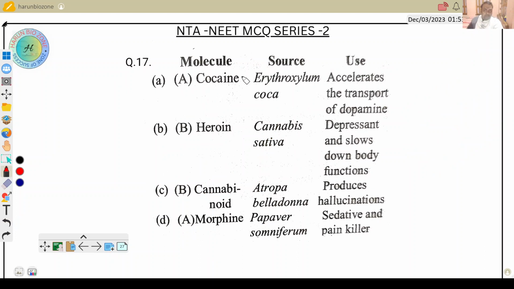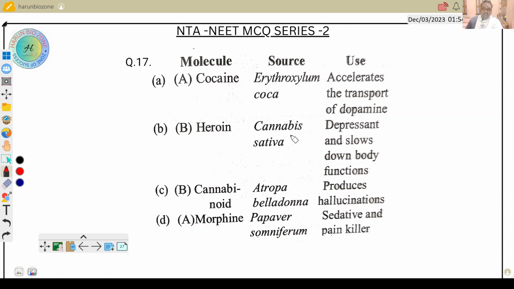secondary alkaloids and their source and use. The first, cocaine. Cocaine is produced from Erythroxylon coca. It accelerates the transport of dopamine. Cocaine mainly accelerates the transport of dopamine that stimulates the brain to release the energy hormone norepinephrine.